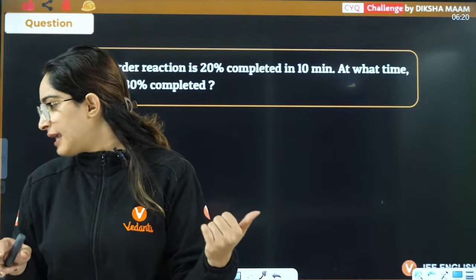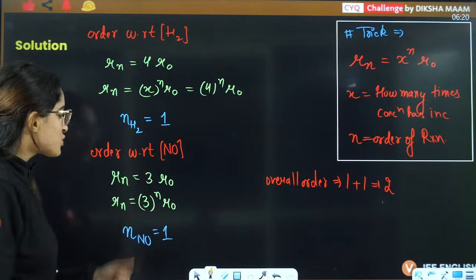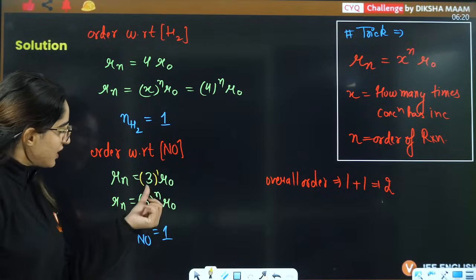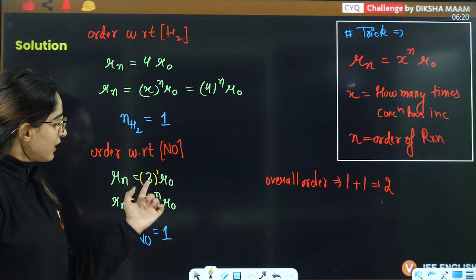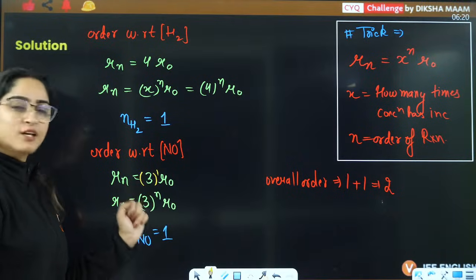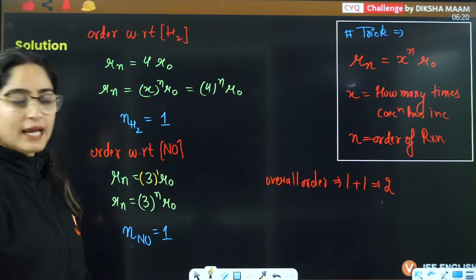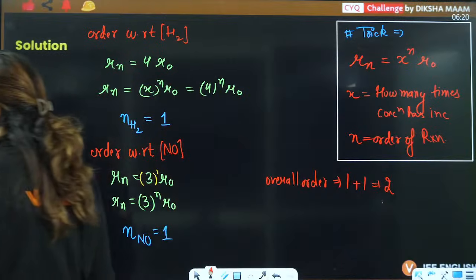Ma'am, how did 1 come? 3 raised to power 1. This is 3 raised to power 1. These two things should be equal. That means n is equal to 1, right? How can 3 raised to power 3 be equal to 3 raised to power n? Only when n is equal to 1.